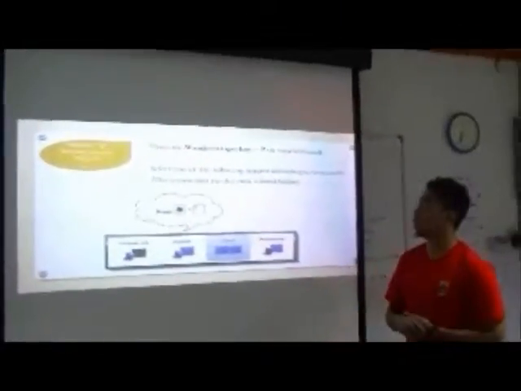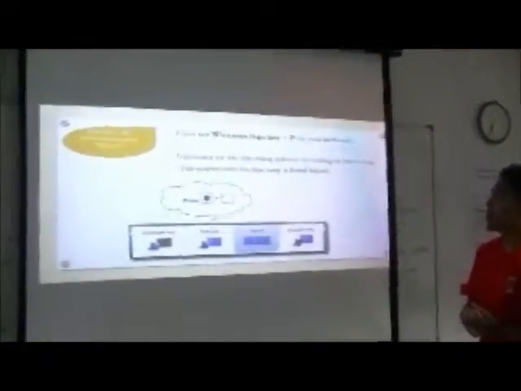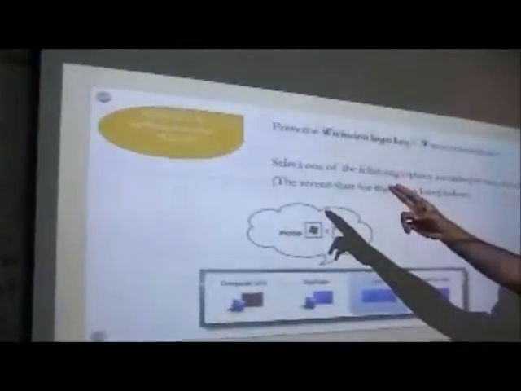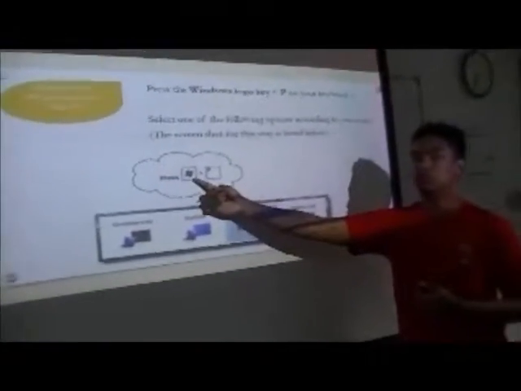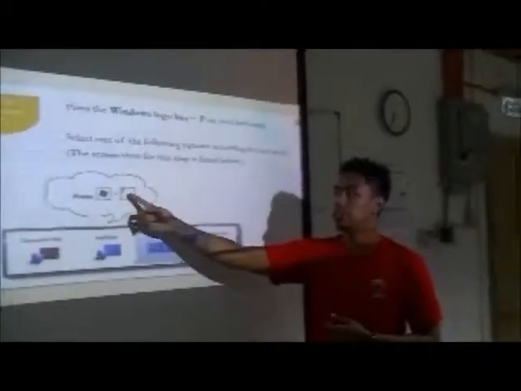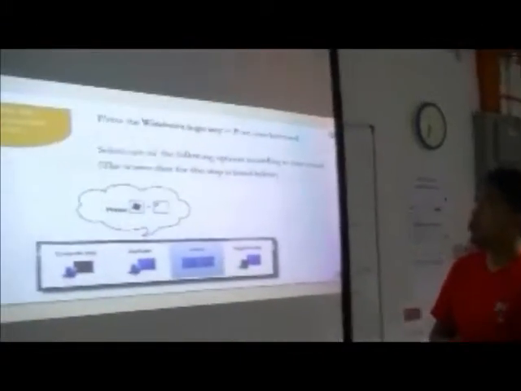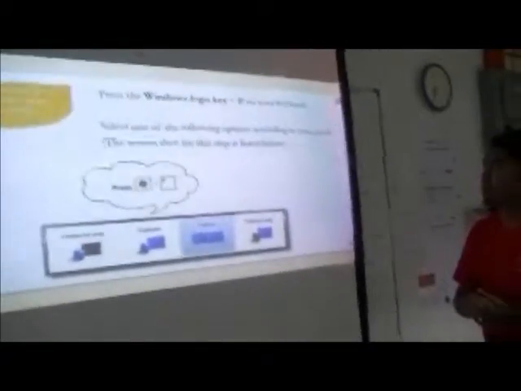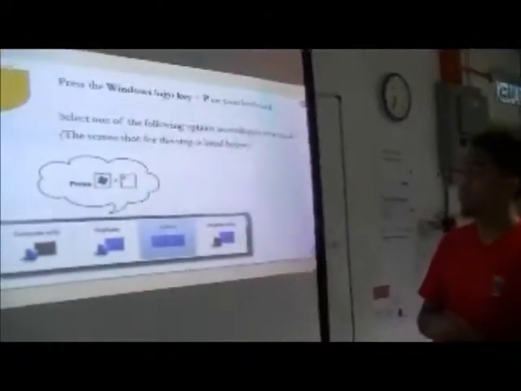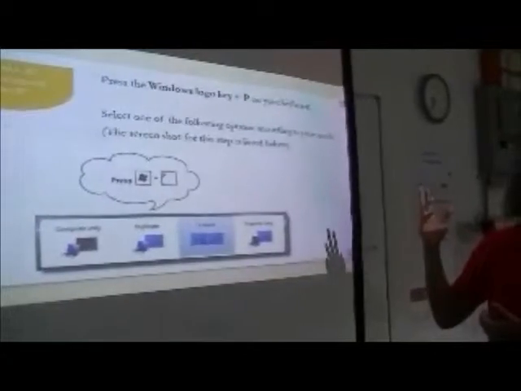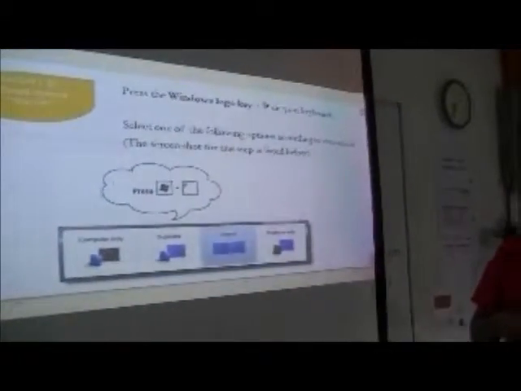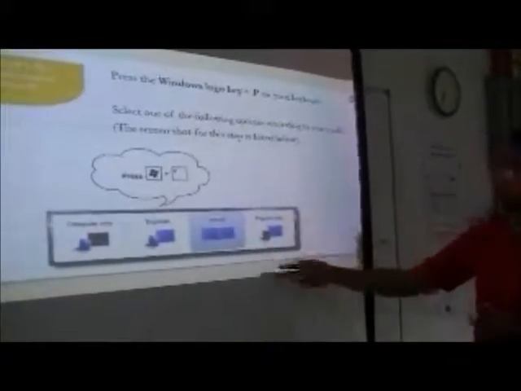We will move on to about the same thing, but by using a keyboard shortcut, where we need to press the Windows button and at the same time press the P alphabet key. Press the Windows logo key and the P key on your keyboard, and then select one of the following options according to your needs. The screenshot for this step is listed below, just like this.